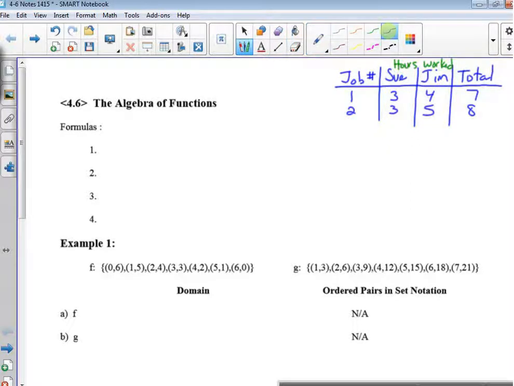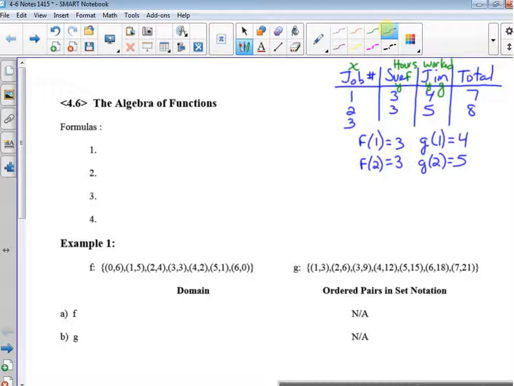All right, so we could then say that f of 1, which is job number 1, equals 3. And we could say g of 1 equals 4. So it's obvious that I'm referring to Sue as f and I'm referring to Jim as g. And so for Sue, f of job number 1 would be 3. So the x coordinate's 1, the y coordinate's 3. Jim would be x coordinate's 1, y coordinate's 4. So the job number is like the x, and these are like the y's. So f of 2 would be 3, and g of 2, what would Jim's amount of work be, was 5.